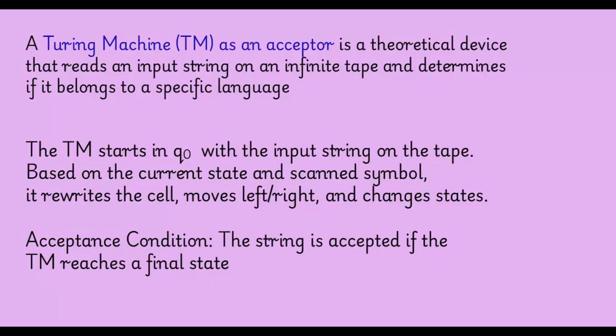The Turing machine starts with Q0, that is the initial state, with the input string on the tape. Based on the current state and scanned symbol, it rewrites the cell, moves left or right, and changes the state. The string will be accepted if the Turing machine reaches the final state.